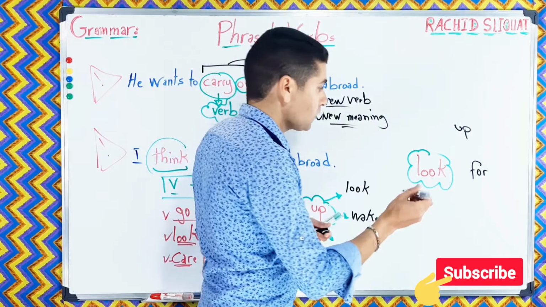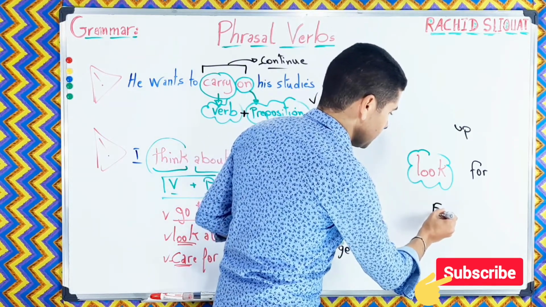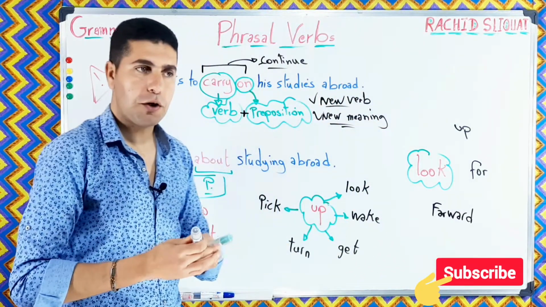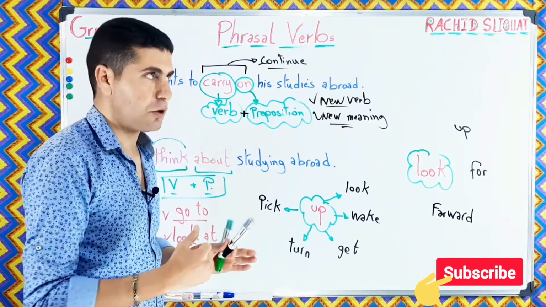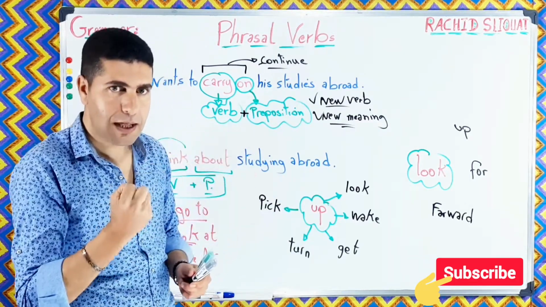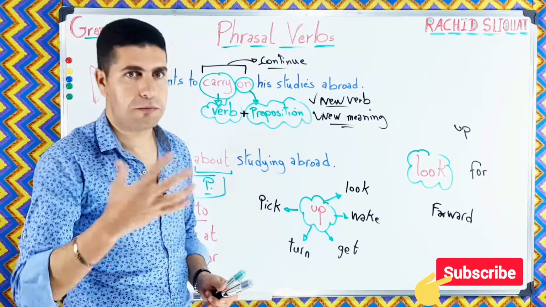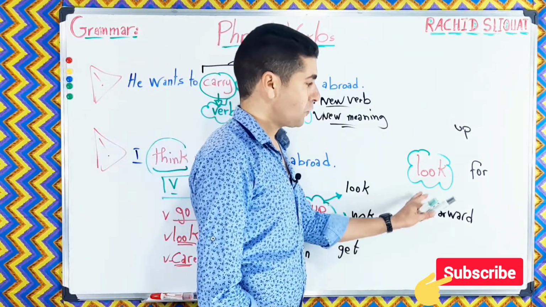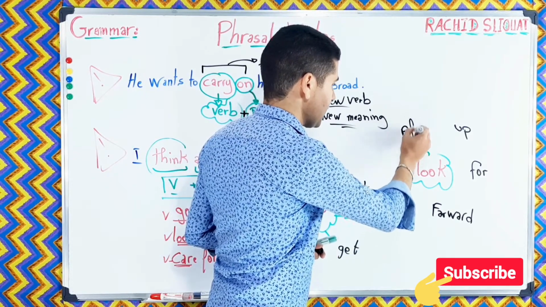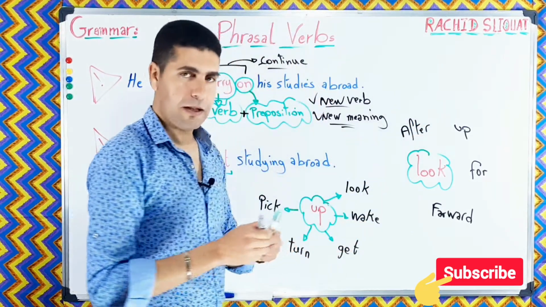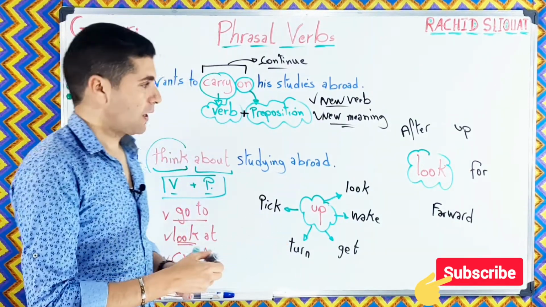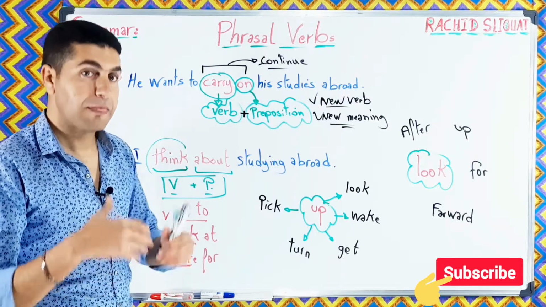We can also have to look forward. And look forward is when you are waiting for something eagerly. For example, you are looking forward to seeing your friend, or to receiving a message, or to hearing from someone, etc. So that's what we mean by to look forward. We can also have something like look after, okay? Look after is another phrasal verb. Look after means to care for. So this is another verb, okay?